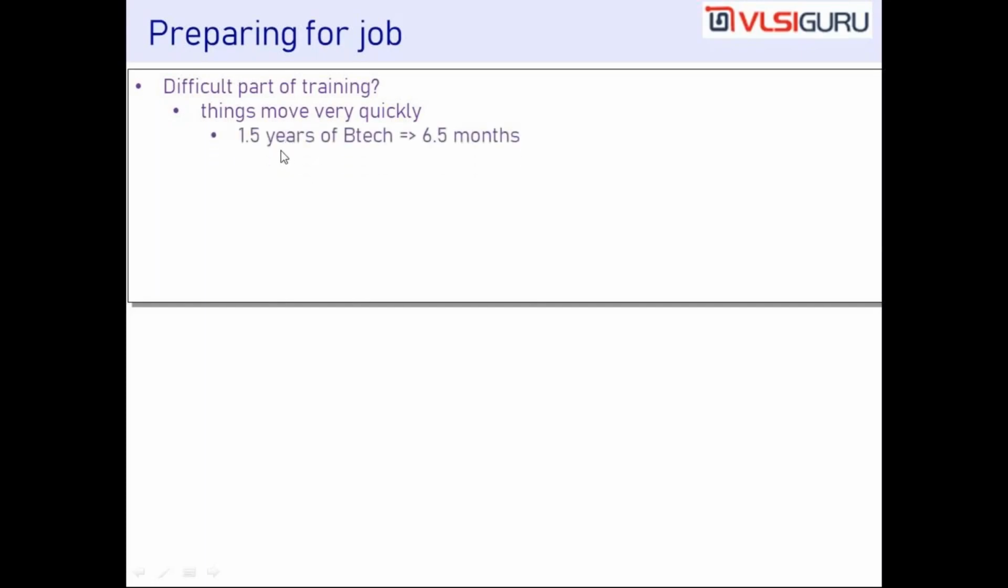Like whatever we are doing in this 6, 7 months of training, it is equivalent to almost 1.5 to 2 years of your BTech. I can tell you that much. Take any part of your 1.5 years in your BTech, first year and second year half, one semester, what you learned, you learn a similar amount of knowledge in 6.5 months.